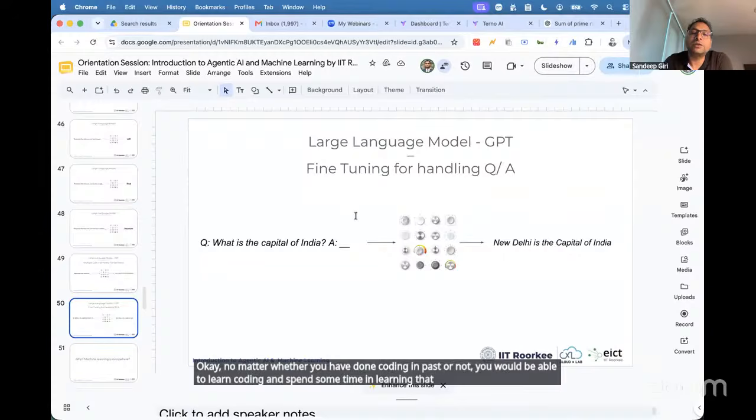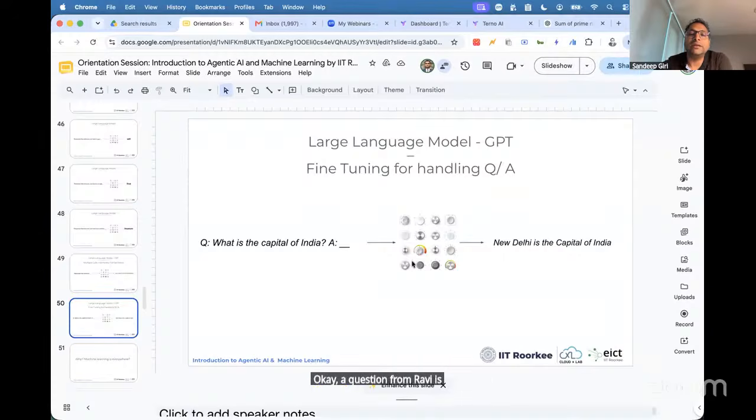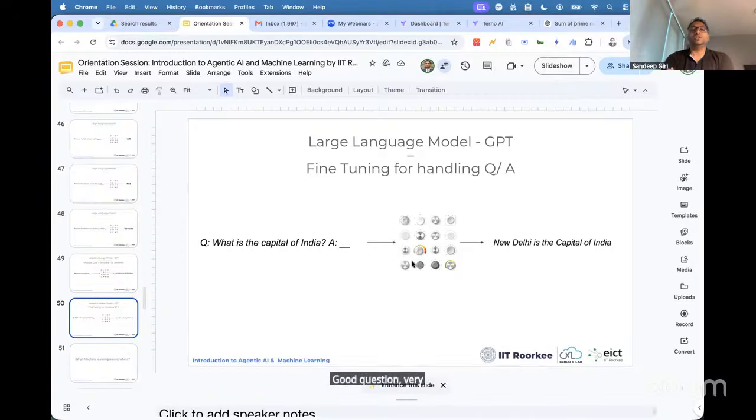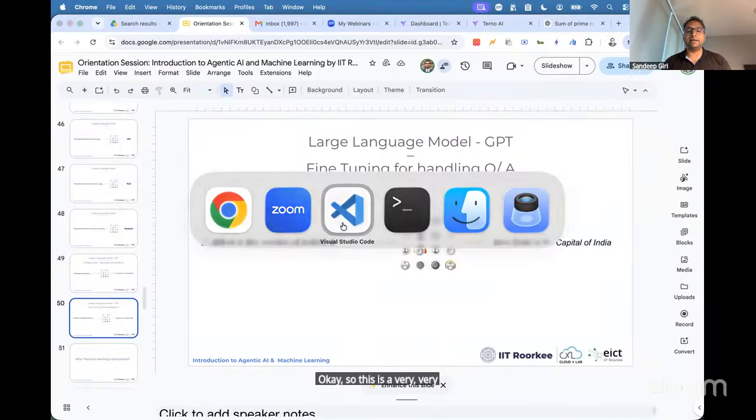A question from Ravi is, as you have told, LLM will learn next word internally, how is it able to do it? What's happening internally to generate the next word? And how does it know when to stop generating? Good question, very good question. Okay, so this is a very, very interesting and hard question.